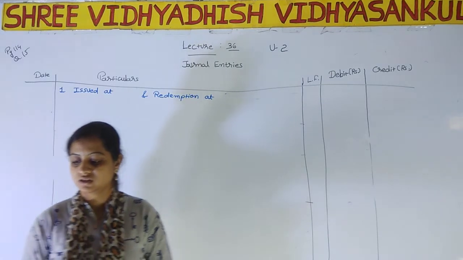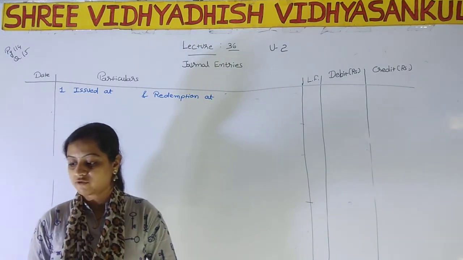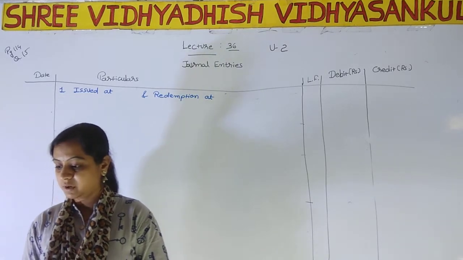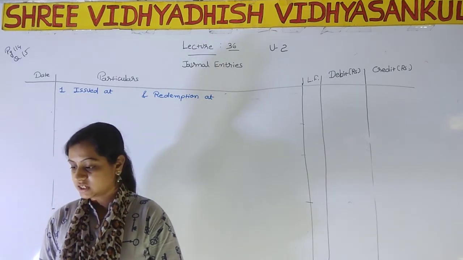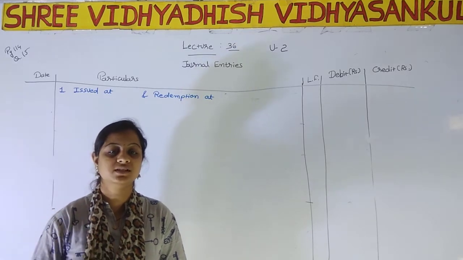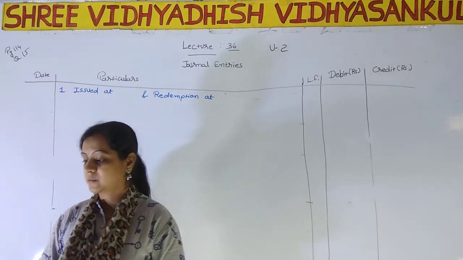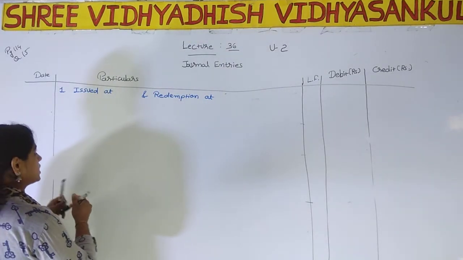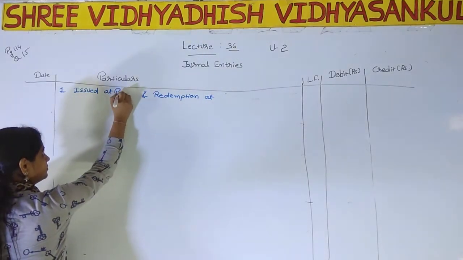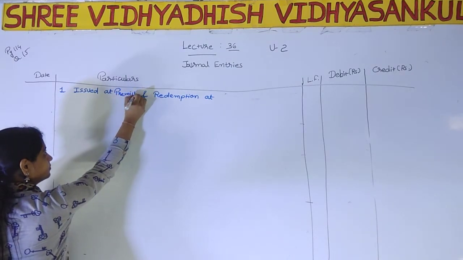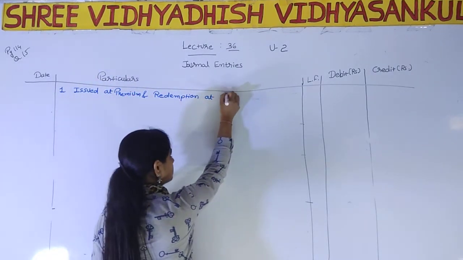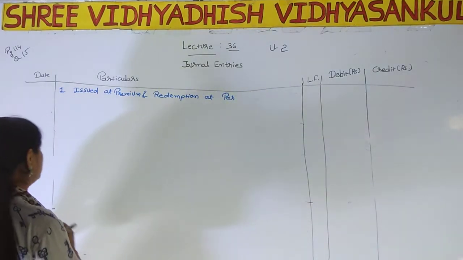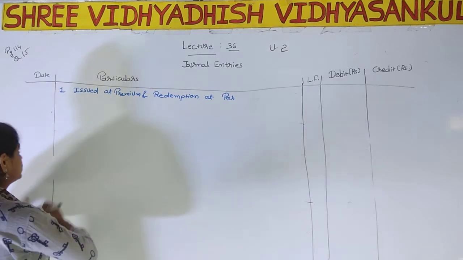Issued 8,000 10% debentures of rupees 200. See, the face value is 200, each at a premium of 10% and redeemable at par. That means we have issued this debenture with premium and will redeem this at par. So, issued at premium, redemption at par. That means the second condition of our format will come. Here we have to write only issued entries.